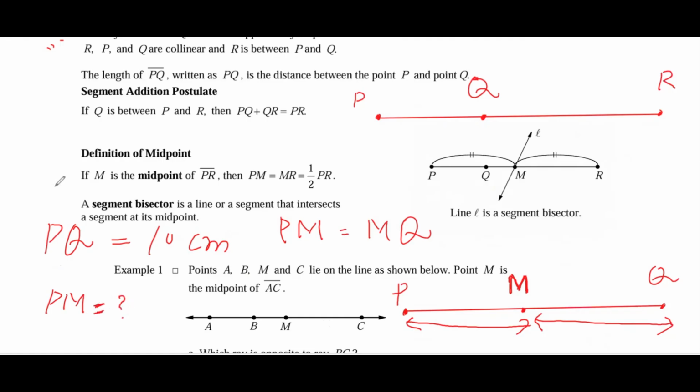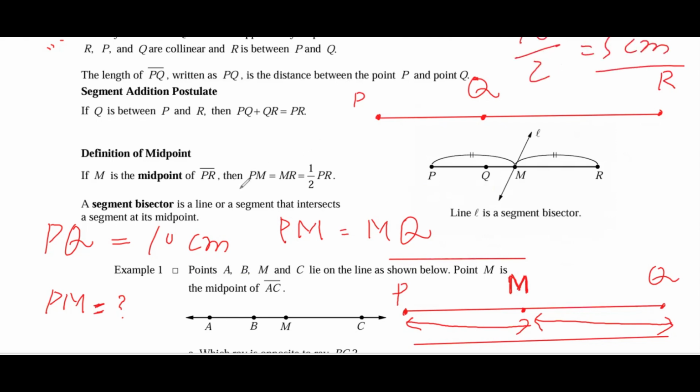We have been given the distance PQ as 10 centimeters, and we have to find the PM distance. So then half of it. Yes, then we divide by 2. We divide 10 by 2, and we get the PM distance, which is 5 centimeters.